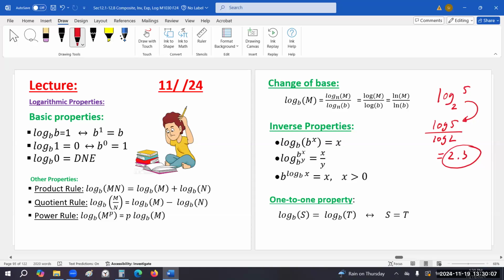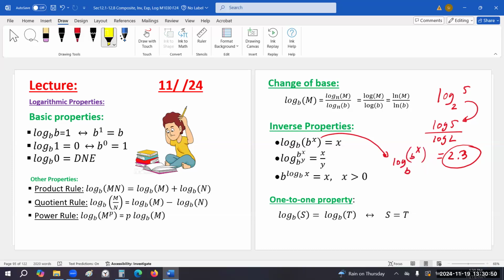See? Now you know how much that thing is. Before we didn't know. So that's why this is a cool property. It's useful to find the numbers in the calculator. Inverse property. It's saying that if you have a power, the power comes down. And when the power comes down, you'll have log base B of B. This one, we have log base B of B with the power X.